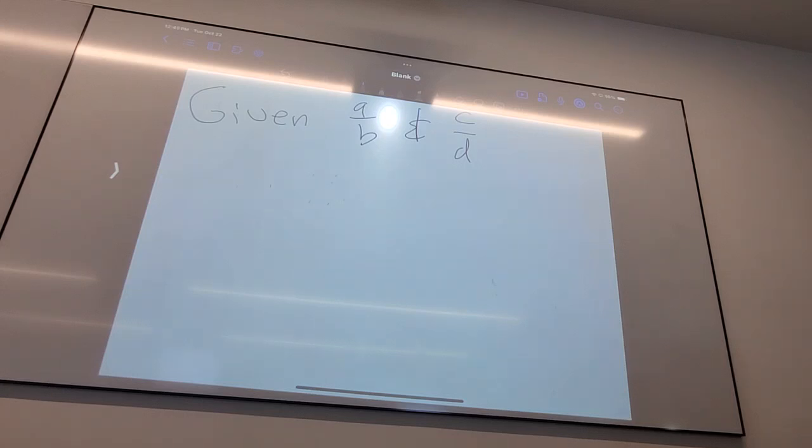Given A over B and C over D, where A over B is less than C over D, there does exist at least one fraction between the two of them. In fact, do you guys remember how many fractions are between those two? An infinite number, because I can keep doing that thing we did in the first place forever.